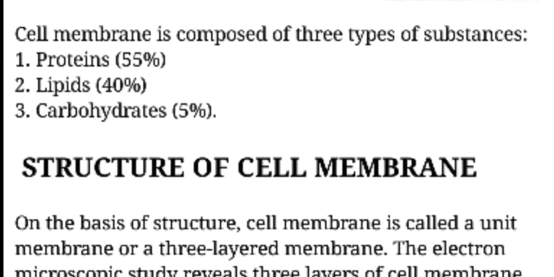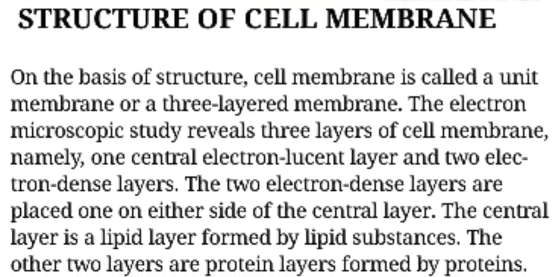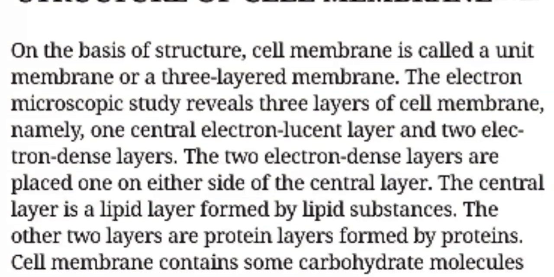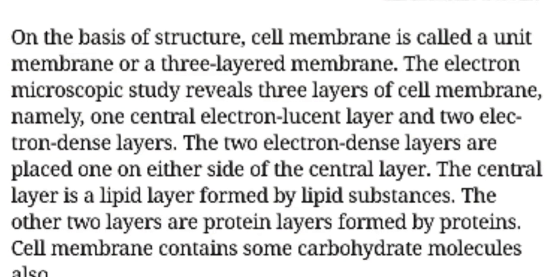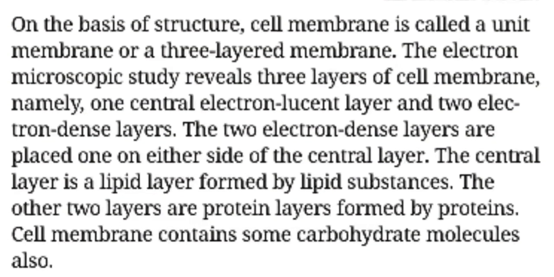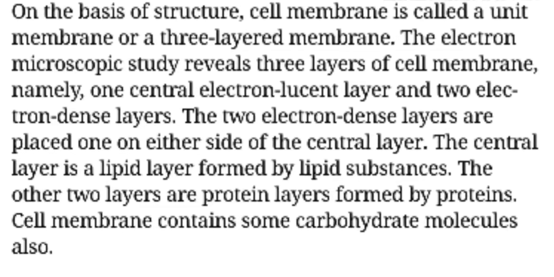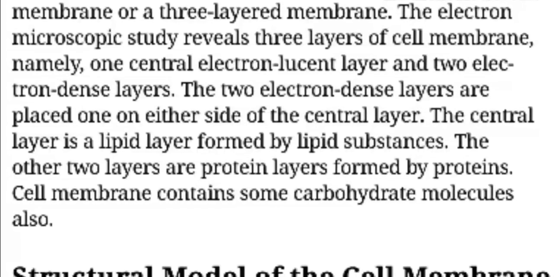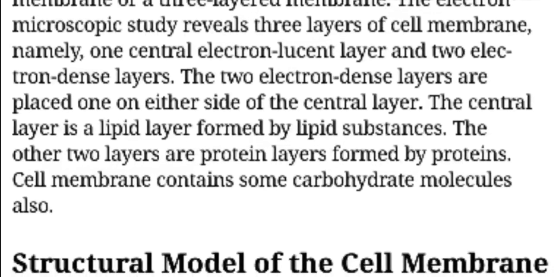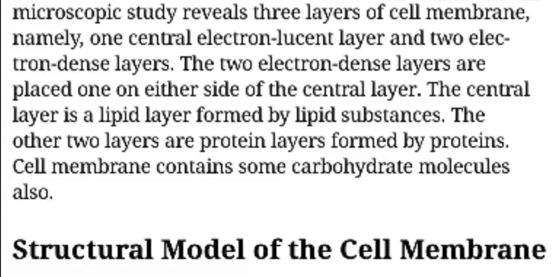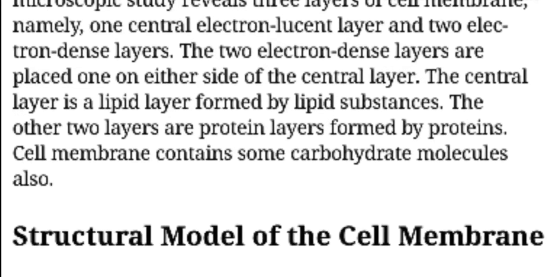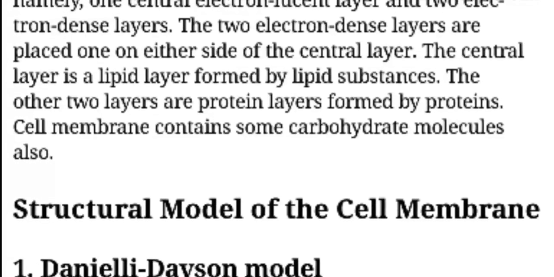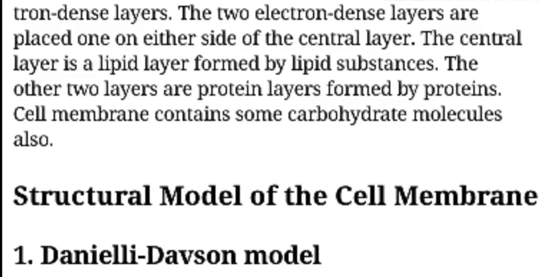Structure of cell membrane. On the basis of structure, cell membrane is called a unit membrane or a three-layered membrane. The electron microscopic study reveals three layers of cell membrane, namely, one central electron-lucent layer and two electron-dense layers. The two electron-dense layers are placed one on either side of the central layer. The central layer is a lipid layer formed by lipid substances. The other two layers are protein layers formed by proteins. Cell membrane contains some carbohydrate molecules also.